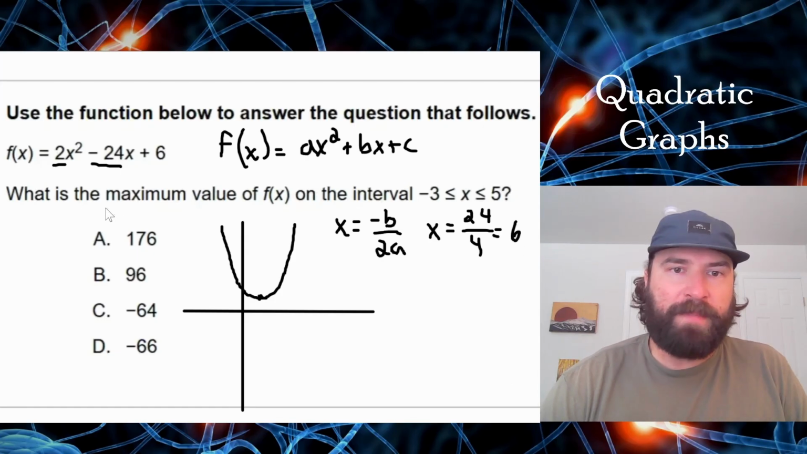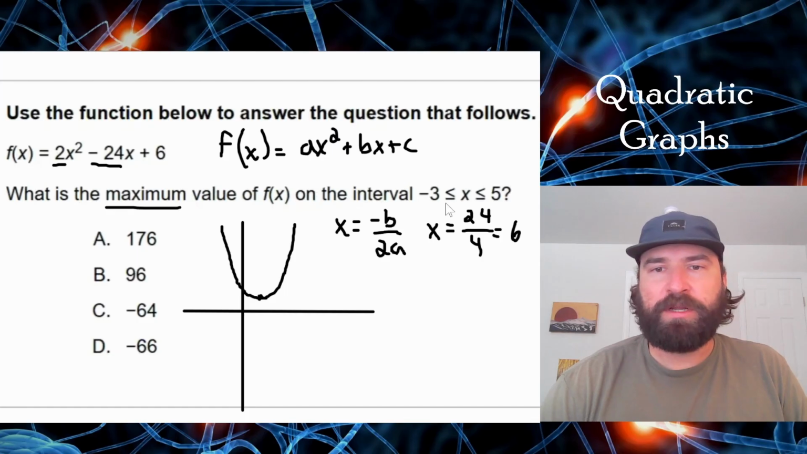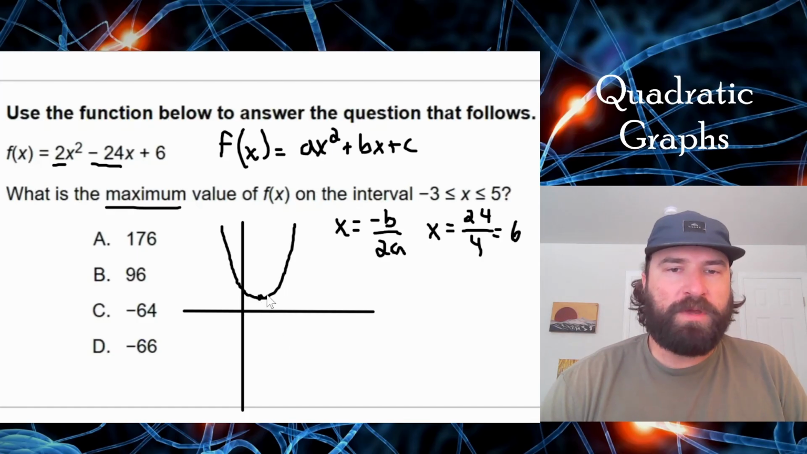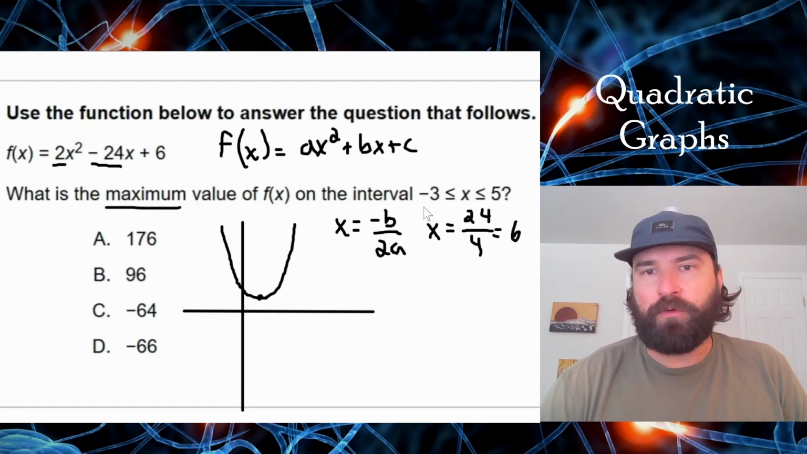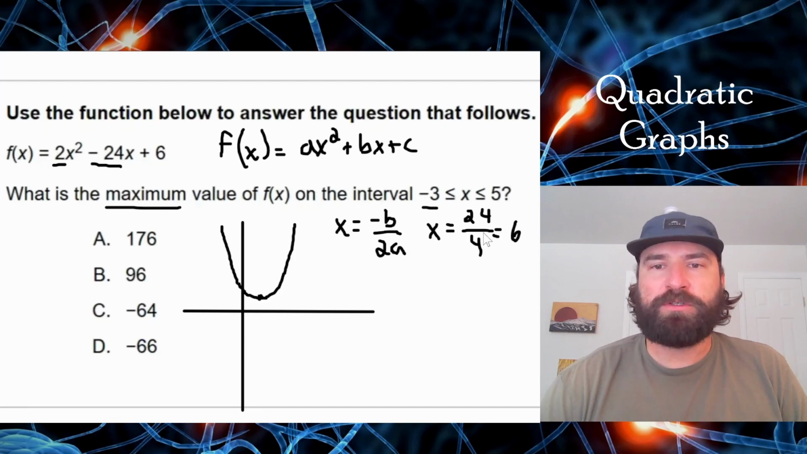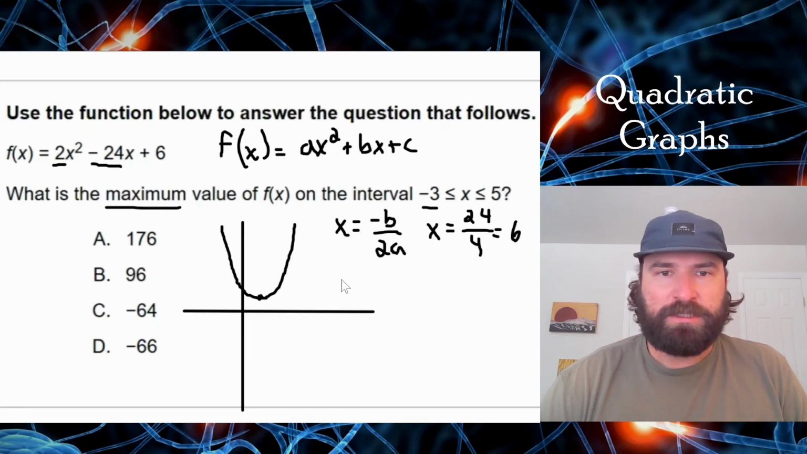Now this is asking about a maximum value on a certain interval. But if we know the minimum value is at x equals 6, then the further away we get from the vertex, the higher we get. So the extremes of this interval are 5 and -3. And on this interval, the furthest away we can get from 6 would be -3, right? Any other number in this interval is going to be closer to 6 than -3 is. So we know that the highest point should occur at x equals -3.